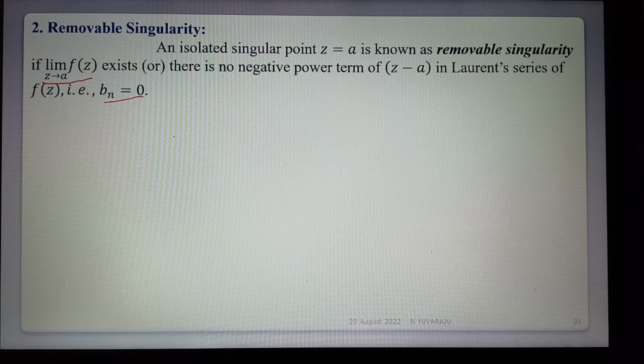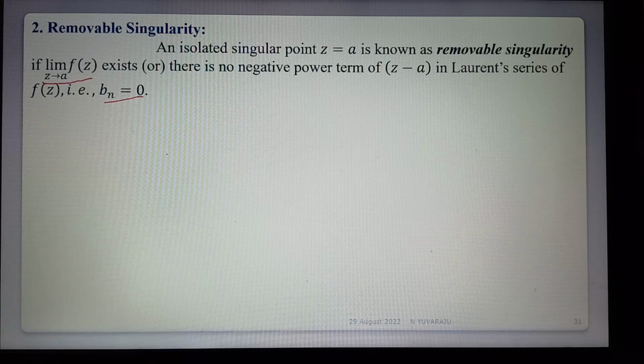Or another definition, we already discussed in the previous lecture, the Laurent series expansion of a function. There we have an series and bn series: z minus a to the positive powers with coefficients an, and z minus a to the negative powers with coefficients bn. Here all the bn terms must cancel, that is b1, b2, b3, b4, all the negative power coefficients must be 0. Only positive terms should be there. Then that point a is called a removable singularity.